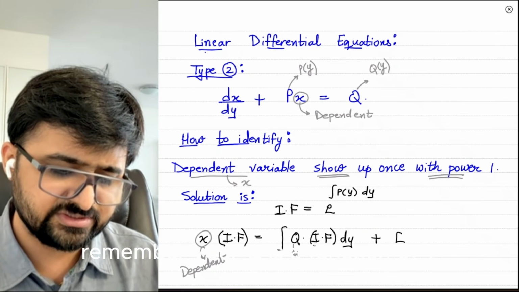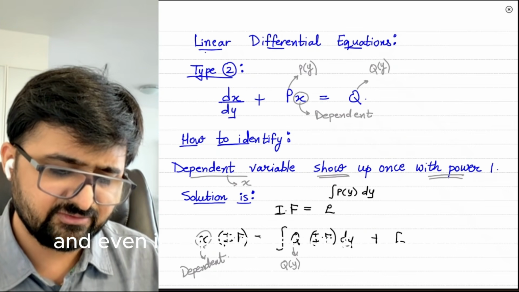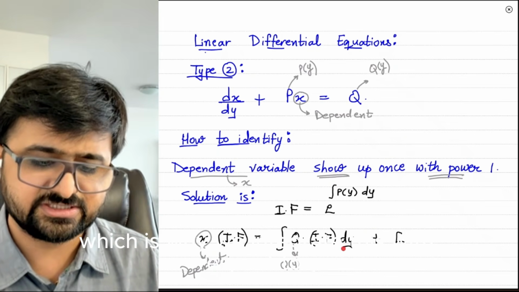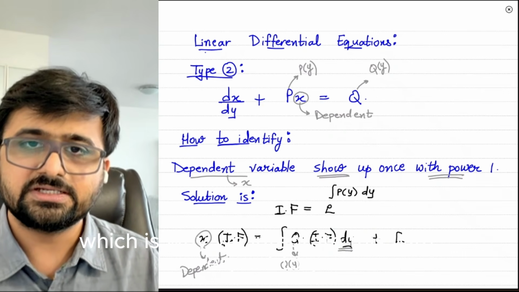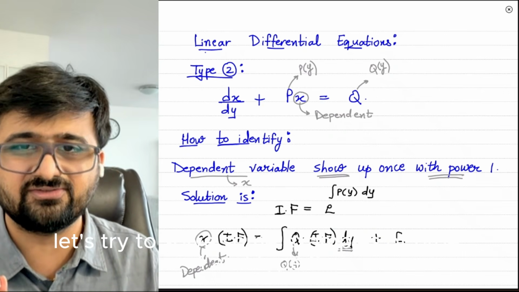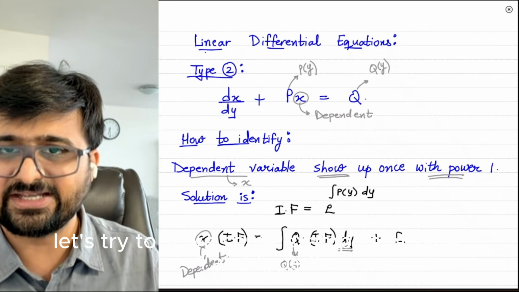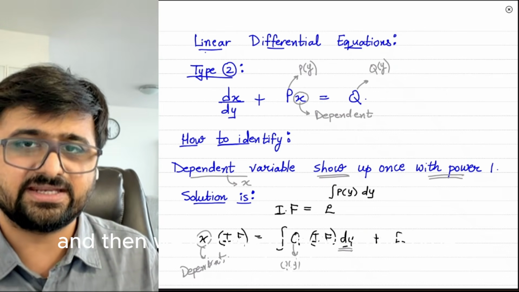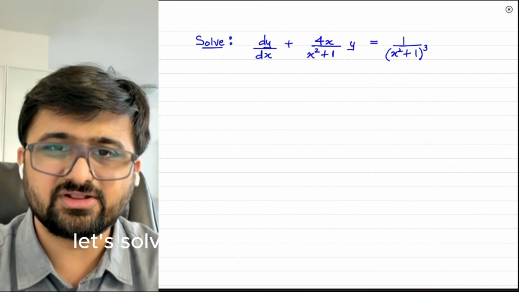Remember, here q is a function of y, and even the integrating factor is a function of y, which is why we integrate this with respect to y, and that's your solution. It is such a simple thing. Now let's try to solve some examples of type 1 and type 2, and then we'll come to type 3 and type 4. All right, let's solve this example.